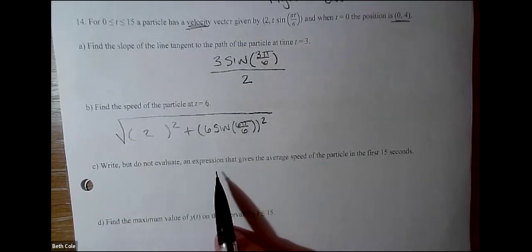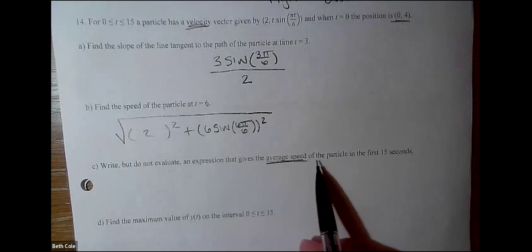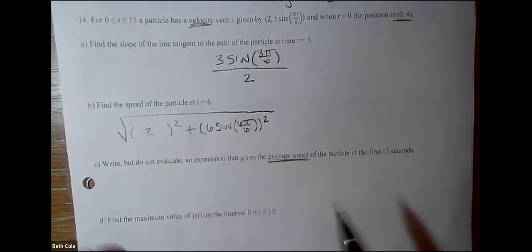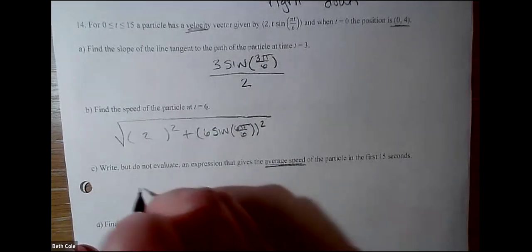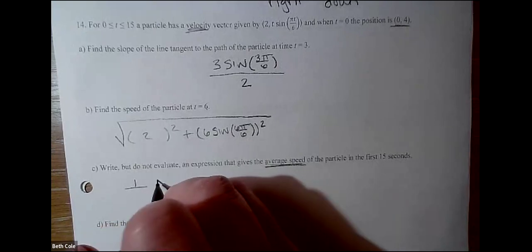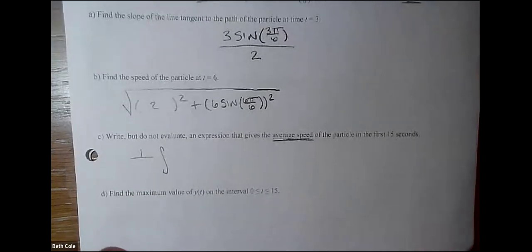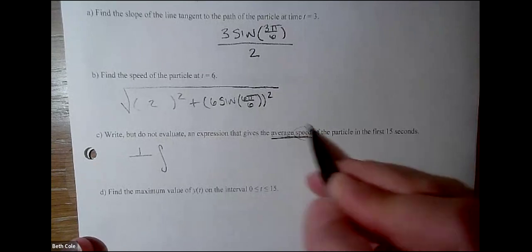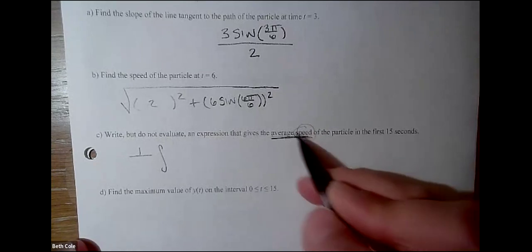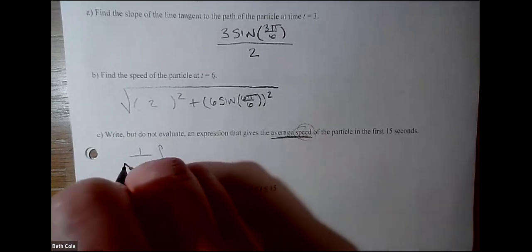Write, but do not evaluate, an expression that gives average speed. So we just did speed. To make it average speed, you need to put that 1 over whatever and then your integral. It's an average value. It's just our value is for speed. So it's an average value of speed in the first 15 seconds.